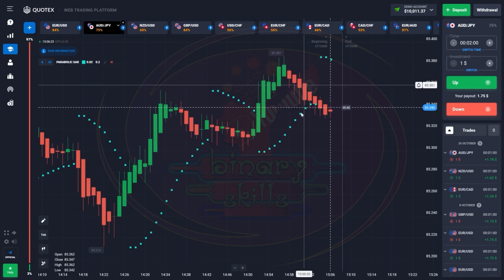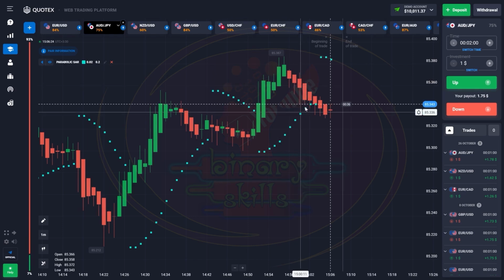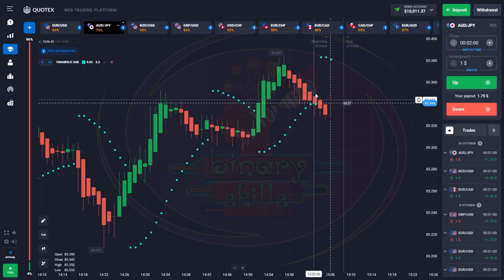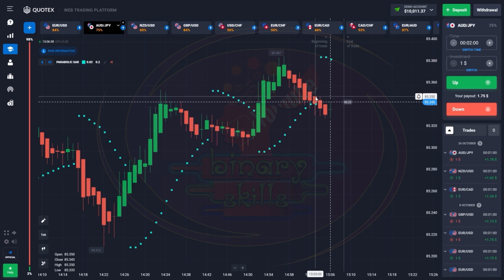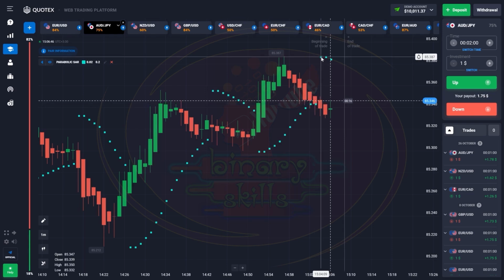However, we can still see that the parabolic SAR dots are below the red candles. At this point, the parabolic SAR should move above the red candles for us to consider entering a trade. So far, the red candles have no upper shadow. The first two conditions are met, but we cannot enter the trade yet because the parabolic SAR is still below the candles. Once the dots move above the candles, we can enter a 2-minute sell trade.